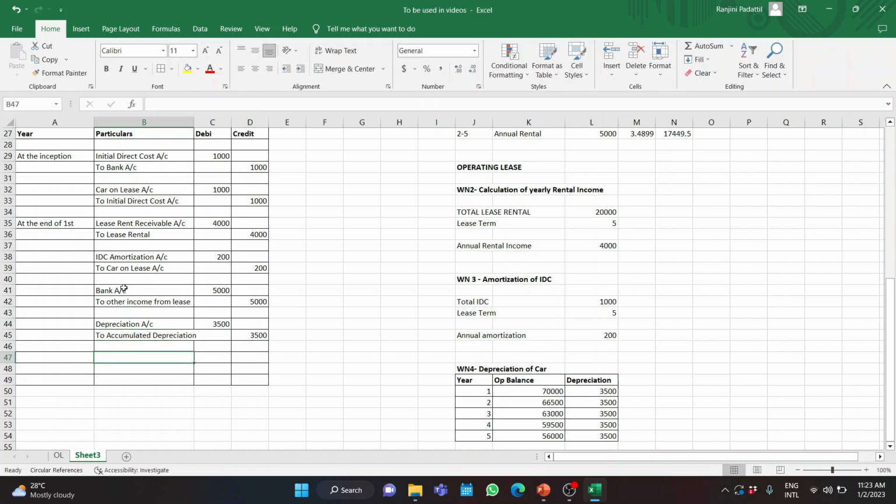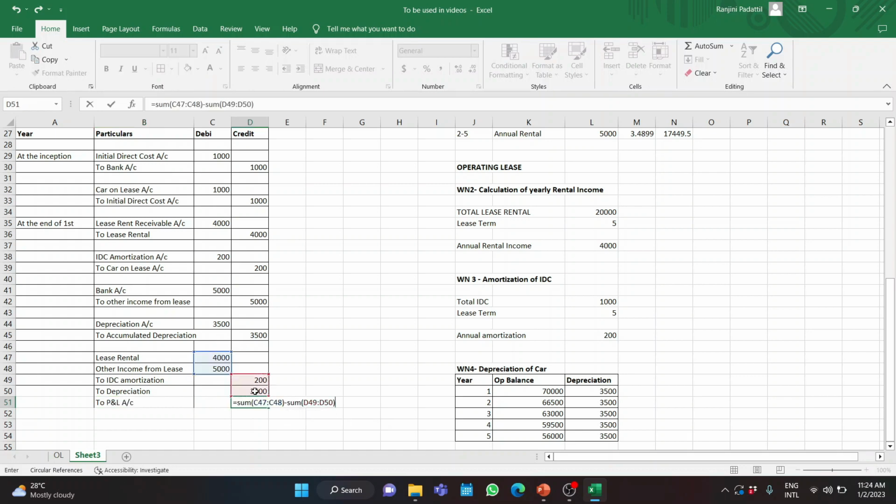Now, what all goes to the P&L account? We have a lease rental of 4,000. We have other income from lease 5,000. You have IDC amortization 200, depreciation 3,500. The remaining goes to the P&L.